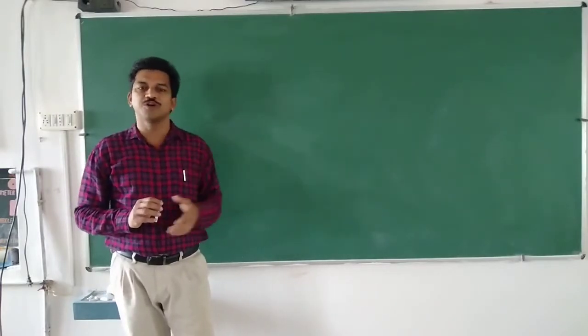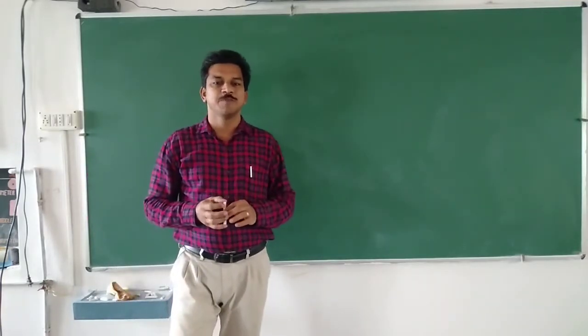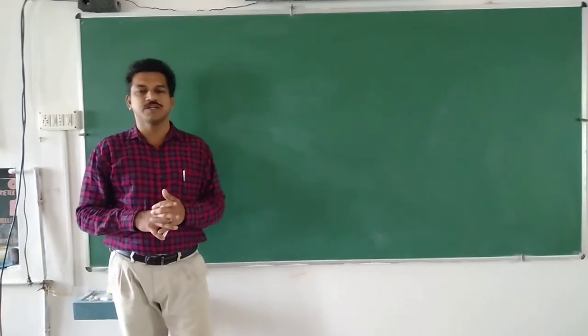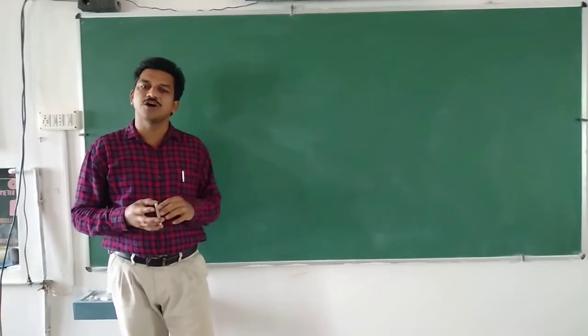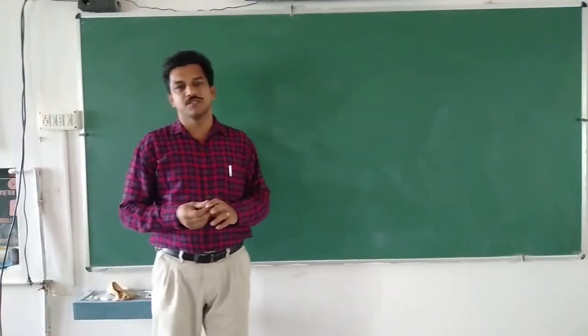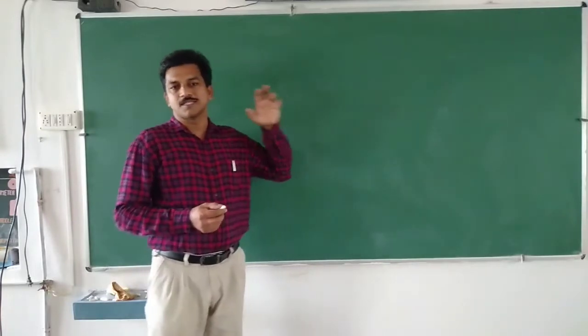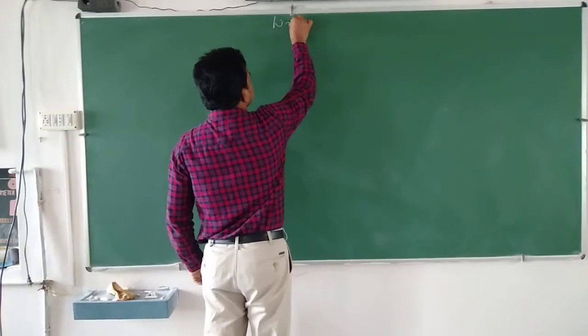Now today we are going to discuss another important method of providing depreciation, that is called the diminishing balance method of providing depreciation, or otherwise called written down value. So let us discuss that written down value method.